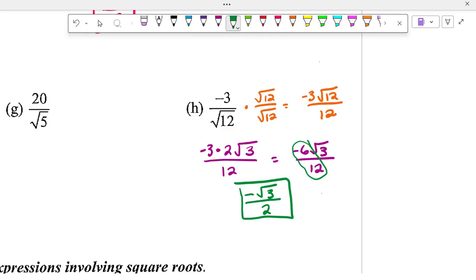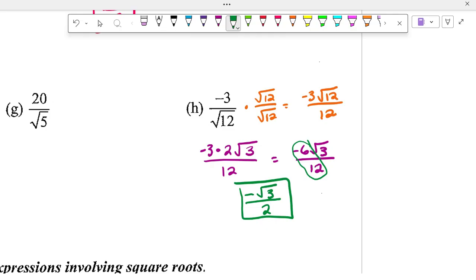there's two ways you can go about this. You can either simplify this fraction first and then simplify the square root of 12, or you can simplify the radical first and then simplify the fraction. You can do it either way. You can do the same thing.